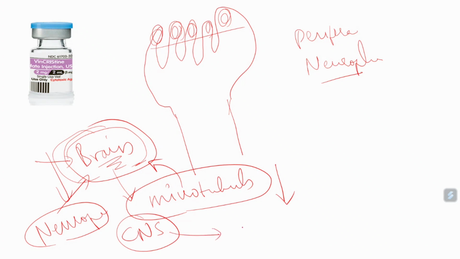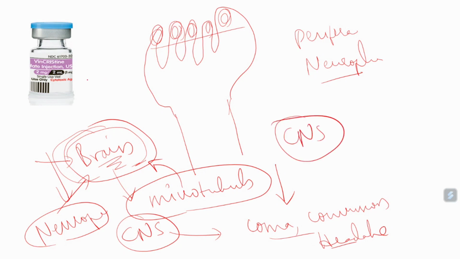When microtubule synthesis is stopped in the brain, CNS symptoms occur: it will cause coma, convulsions, and severe headache. All these are adverse effects associated with the CNS. In the CNS, vincristin and vinblastine are severely neurotoxic. That's why always remember that Vinca alkaloids are never ever administered through the intrathecal route.